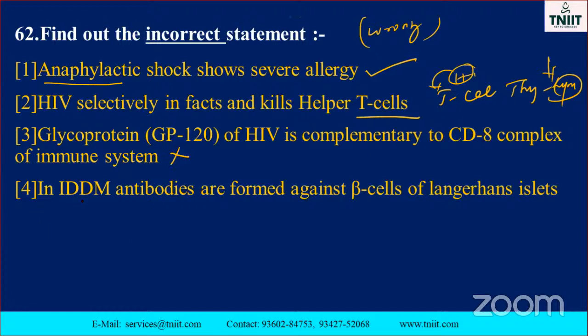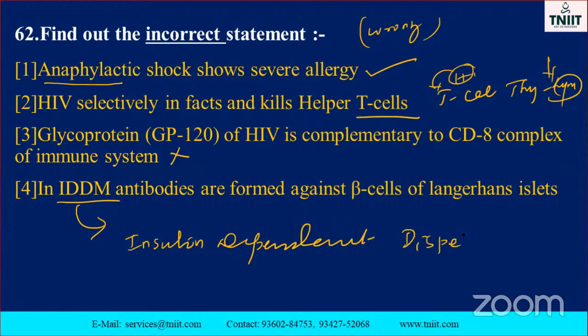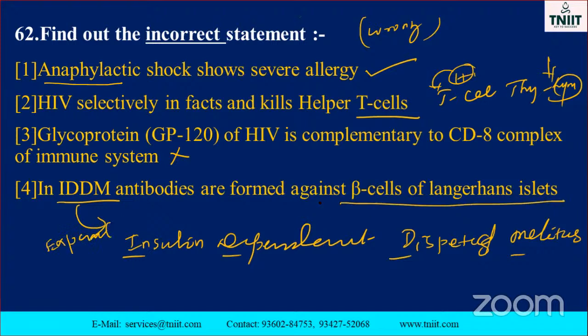And in IDDM, antibodies are formed against beta cells of Langerhans islets. What is IDDM? Insulin-dependent diabetes mellitus. Just note down this point. Insulin-dependent diabetes mellitus. So this is the full form of IDDM. Sometimes they may ask the question to expand it. Like that, the beta cell of Langerhans. This is also a correct one.